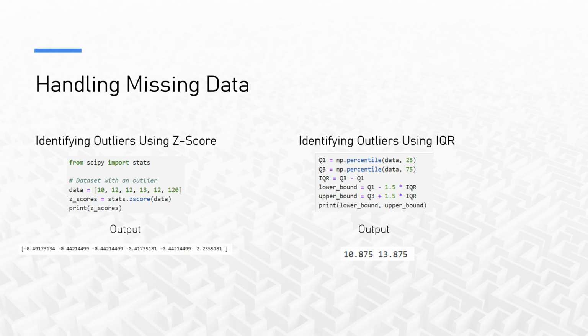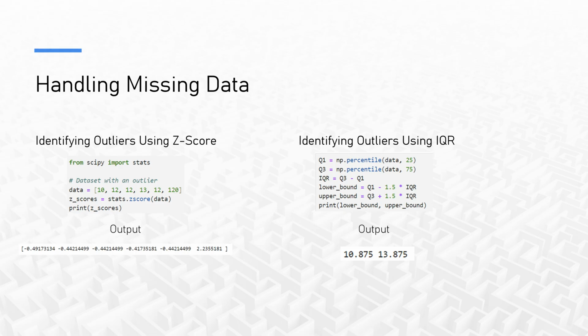The Z-score tells us how many standard deviations each value is from the mean. In the output, most of the values are close to 0, meaning they're near the average. But the last number, 2.2, stands out, showing that 120 is much farther away and likely an outlier.